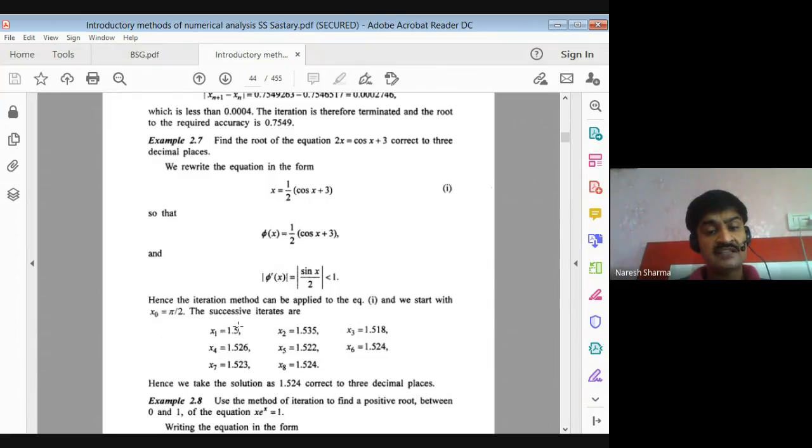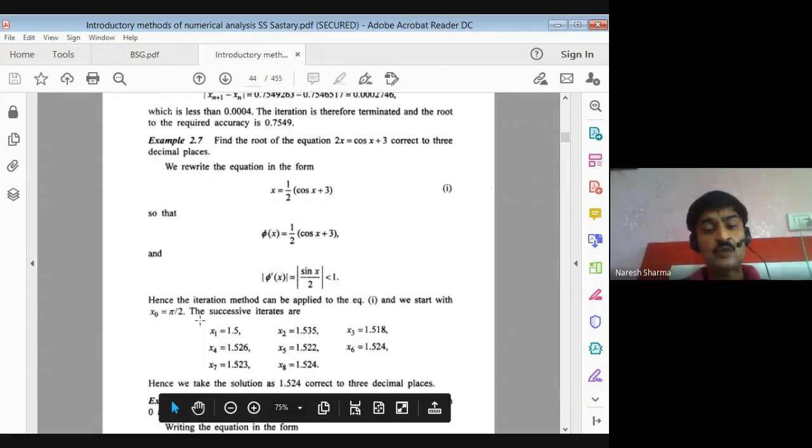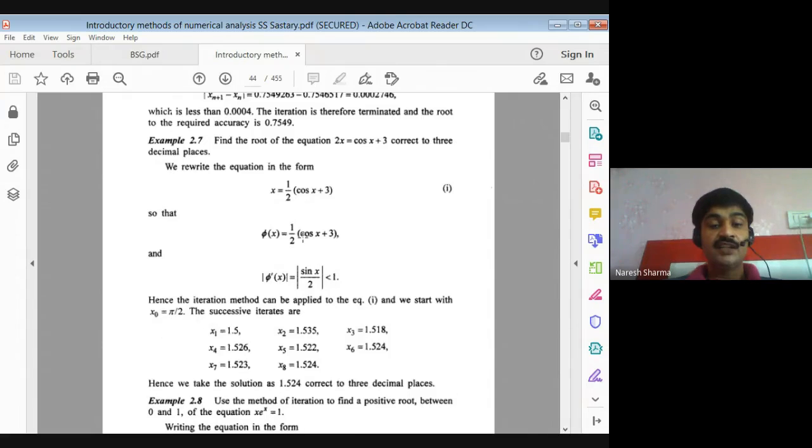You can put x is 0, x is pi by 2, pi by 4, it is totally your choice. Keep in mind there is a trigonometric function involved in this equation, so your calculator mode should be radian, not degree. You should shift it into radian mode. So just put x is equal to pi by 2 in the right hand side, not in the derivative.